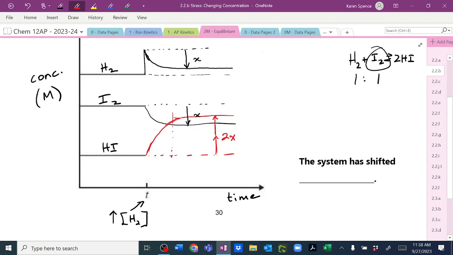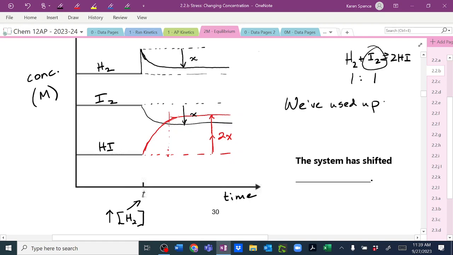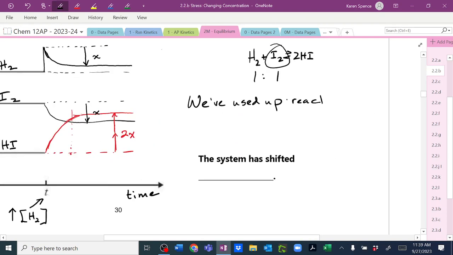Which direction has the equilibrium shifted? It has shifted to the right. We have made more product. We've used up reactant. We've made product. The system has shifted to the right.